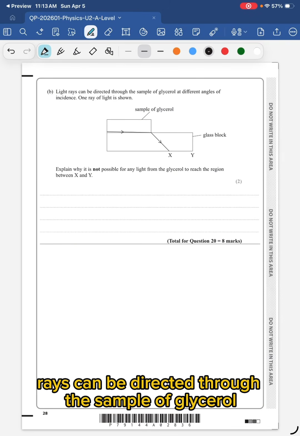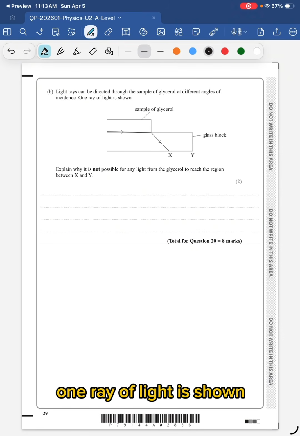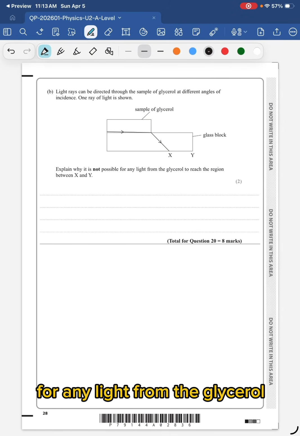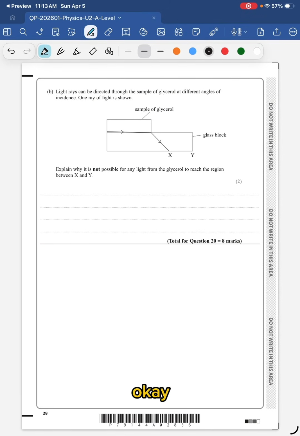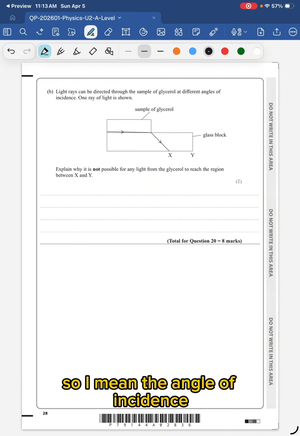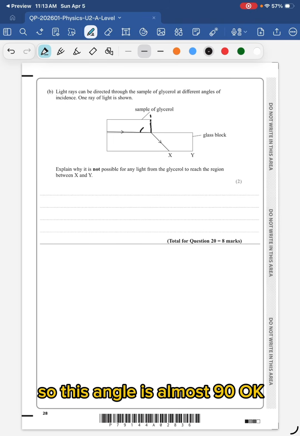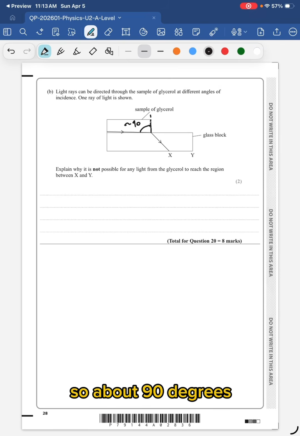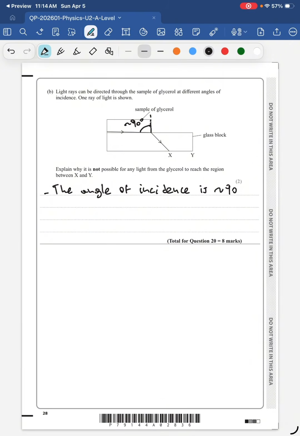Light rays can be directed through the sample of glycerol at different angles of incidence. One ray of light is shown. Explain why it is not possible for any light from the glycerol to reach the region between X and Y. Okay, so remember that we have to take the angles with respect to the vertical. So this angle is almost 90, about 90 degrees. So the angle of incidence is about 90 degrees.